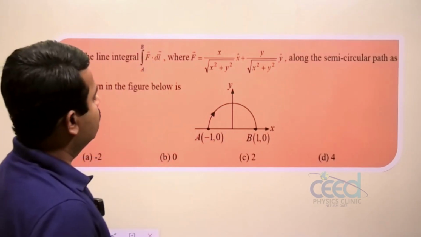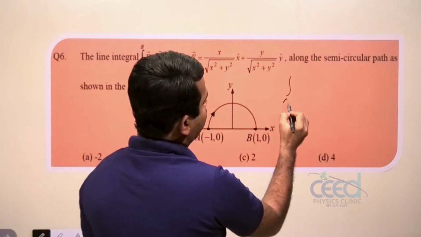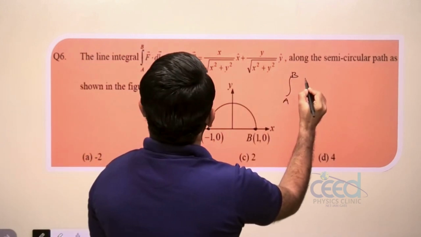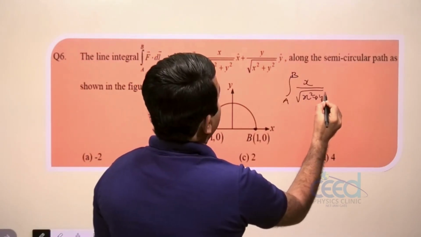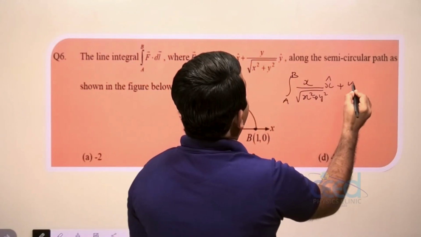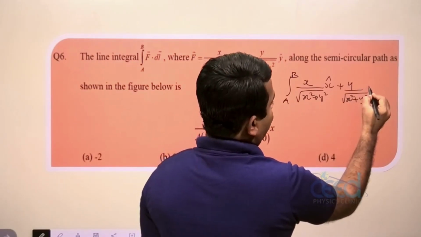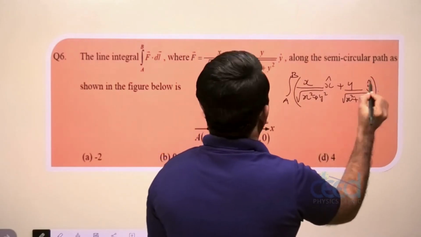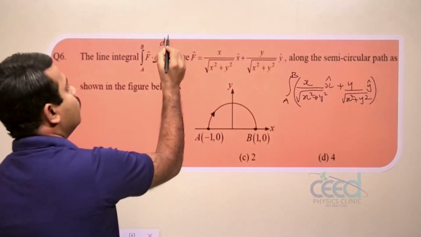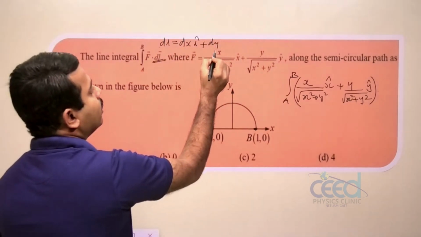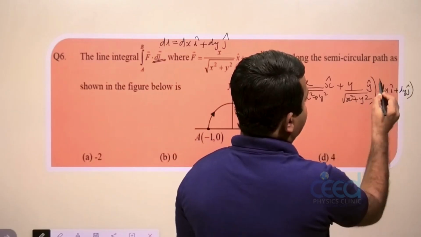So you can directly do it like this: integral a to b of x divided by root x square plus y square x cap plus y divided by root x square plus y square y cap, into the position length element. The length element in two dimensions, that is dl, is equal to dx i cap plus dy j cap.